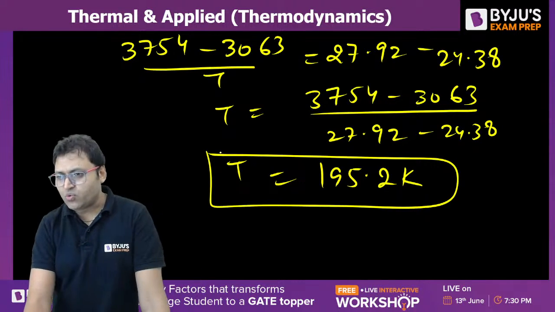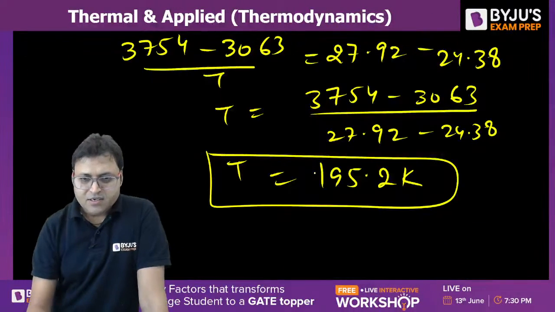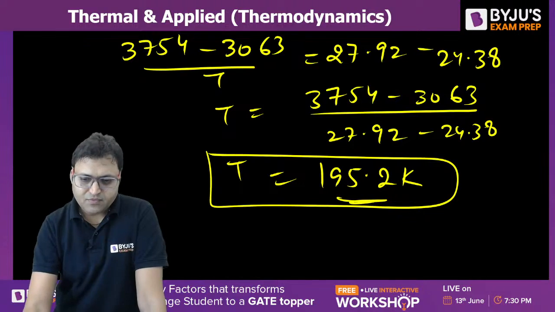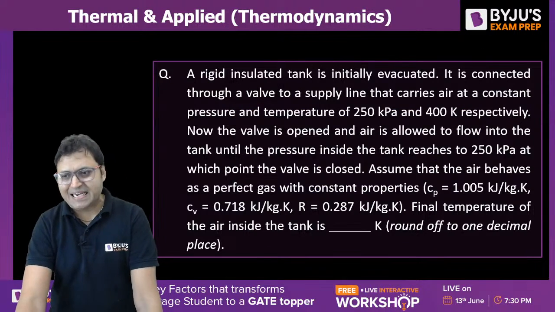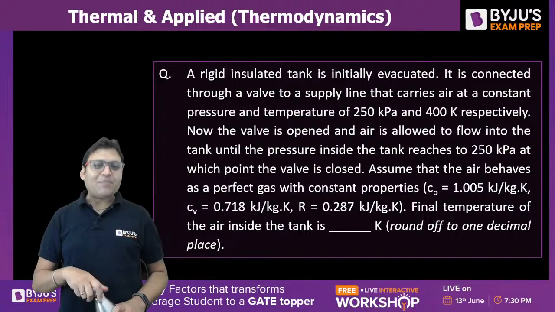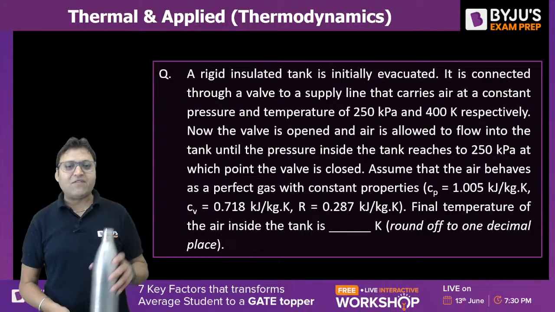This is question number 2. Are you getting 195.2 or not? Is this clear? Let us move to the next one. The question can either be solved by direct formula or you can derive the formula.